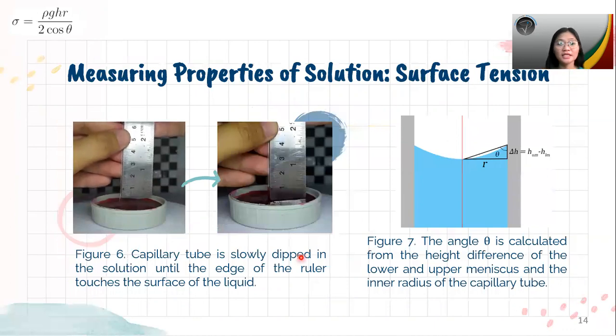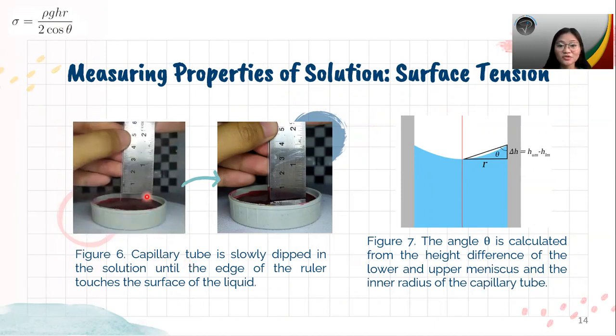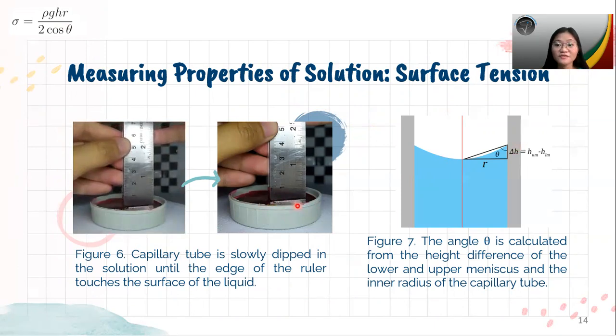And the final property is the surface tension. Now, to measure surface tension, you need the capillary height here. To measure capillary height, I dipped a capillary tube in the solution while holding it next to a ruler and videotaped it. I played this again on VLC Media Player, and I measured the lower and the upper meniscus the moment the full edge of the ruler touches the surface of the solution.